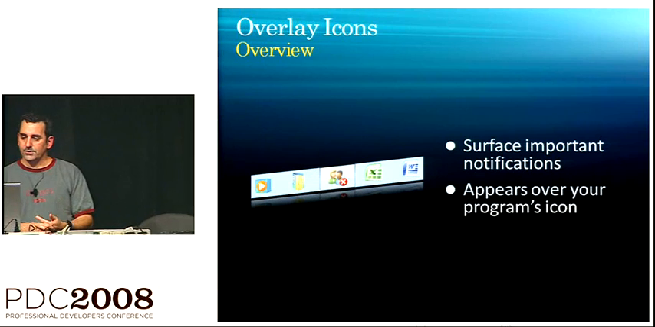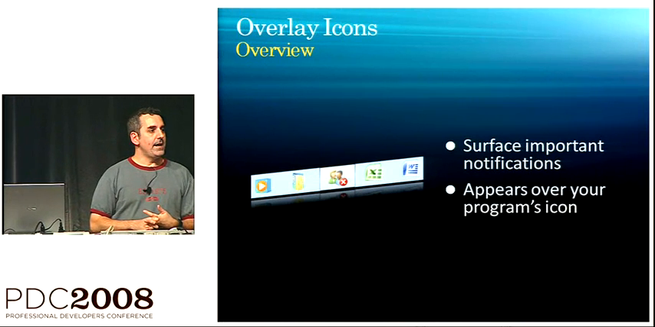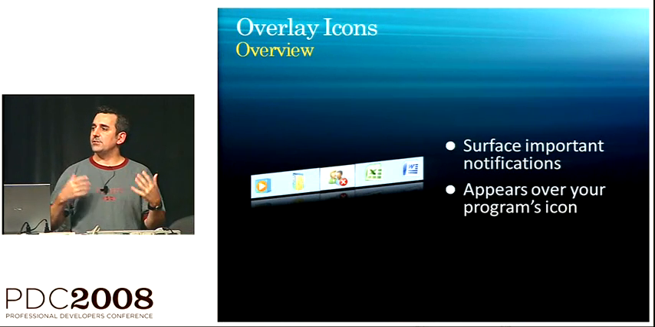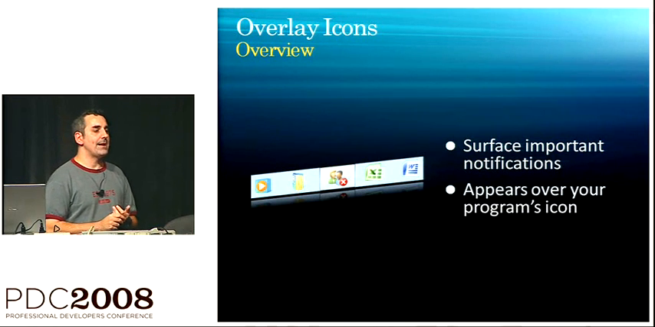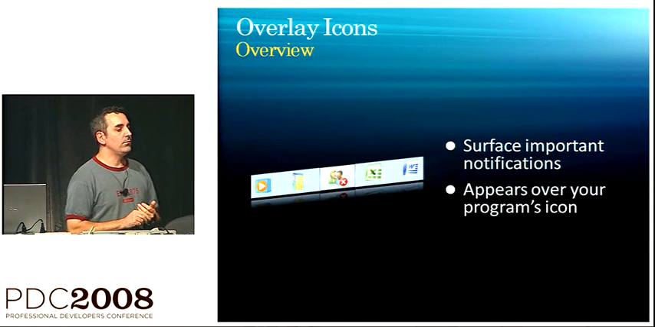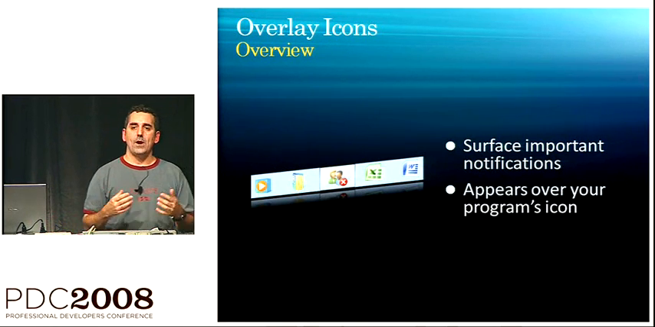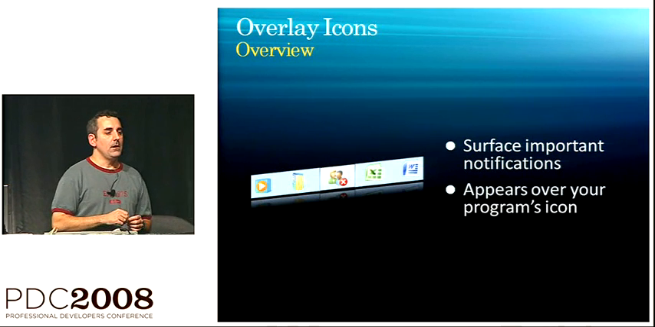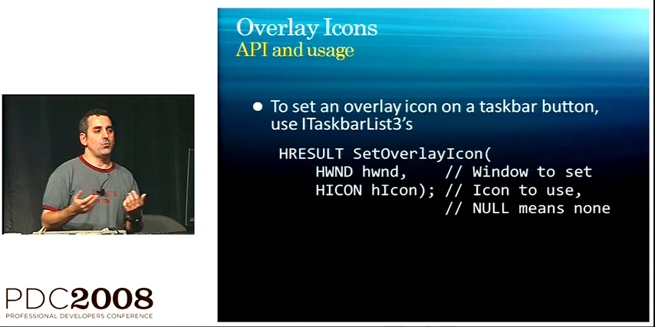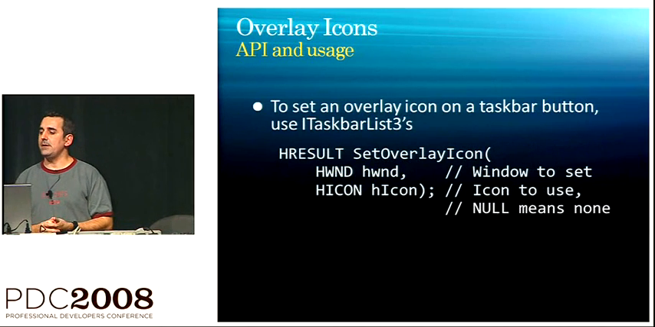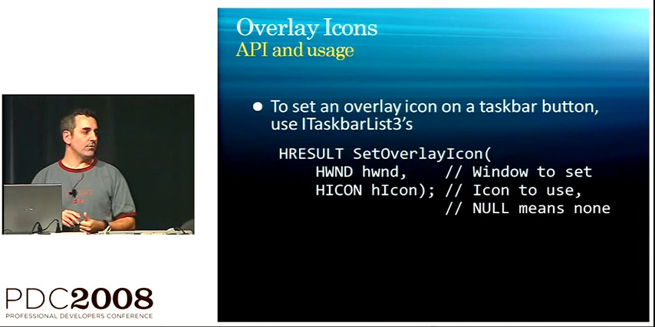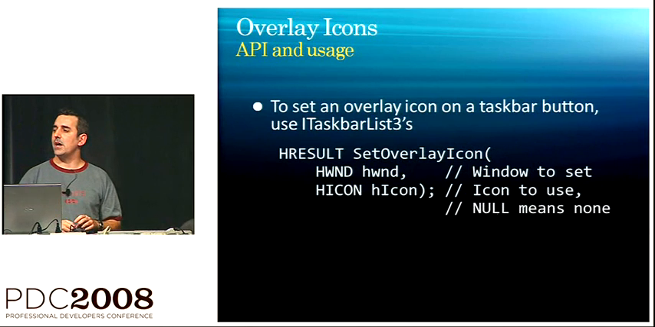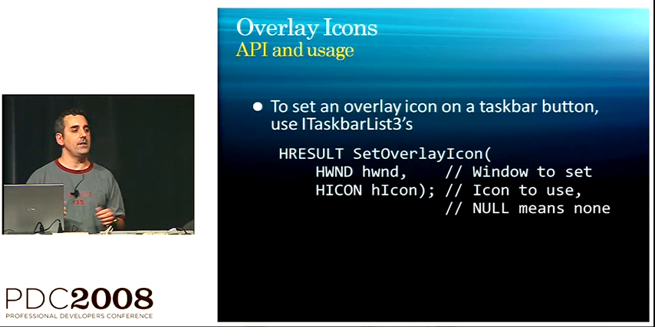Okay, we're going to move on to discuss overlay icons, which is like getting into peripheral status of your application. Really, overlay icons are a way of just drawing an icon over top of your taskbar button. There's just one API that we have in taskbar list 3 that covers this. It's something called SetOverlayIcon. You give it the window that you want to assign the overlay icon to, and you give it an HICON.